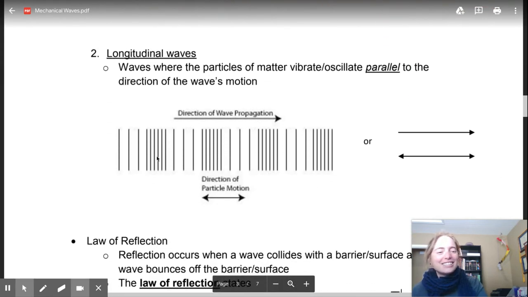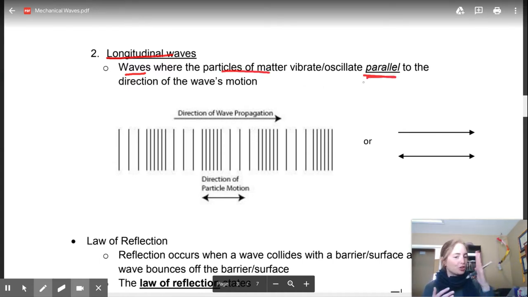All right. So this next wave, ladies and gentlemen, that we are looking at is the longitudinal waves. These are your sound waves. These are waves where the particles of matter are going to oscillate parallel to the wave's motion. So they're going to go back and forth. The direction of wave propagation is this way, but the particles are moving back and forth.